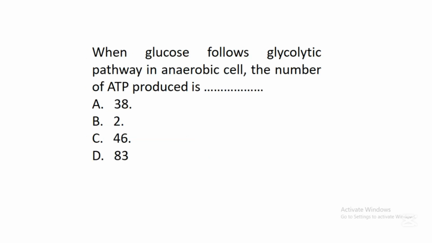The next question says, when glucose follows glycolytic pathway in anaerobic cell, the number of ATP produced is dash. A. 38, B. 2, C. 46, D. 83. In this question, the correct answer is B, 2. So when glucose follows glycolytic pathway in anaerobic cell, the number of ATP that is produced is 2.